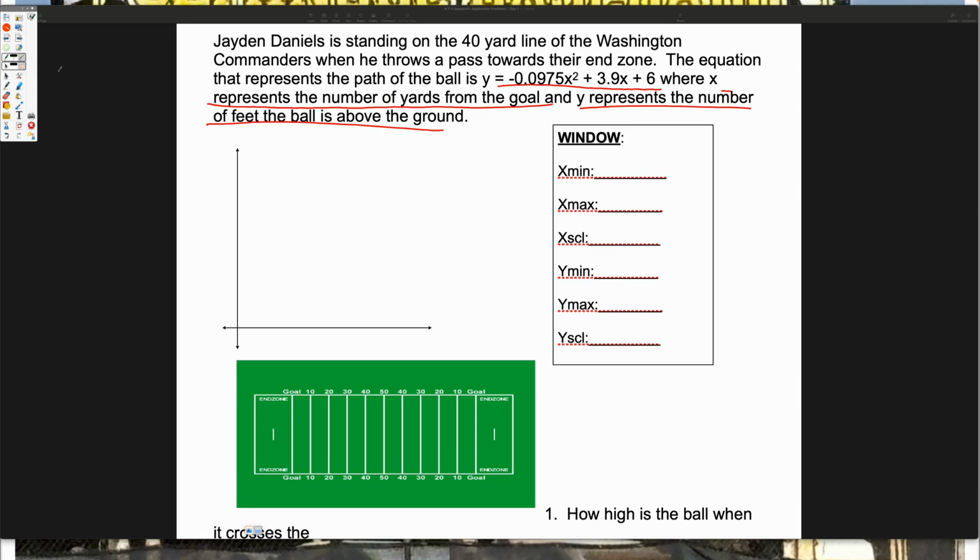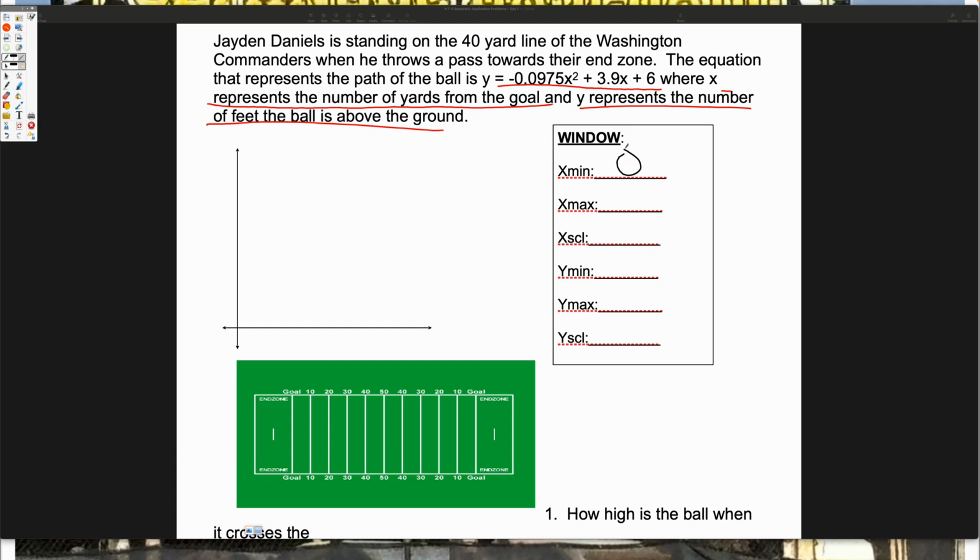Your x minimum: what is the lowest x value that we're going to have in our window? What's the lowest amount of distance this ball can travel? Zero, right? As he's dropping back in the pocket, ball's in his hands, it hasn't left his hand. So 0 is going to be our x minimum. X min 0.